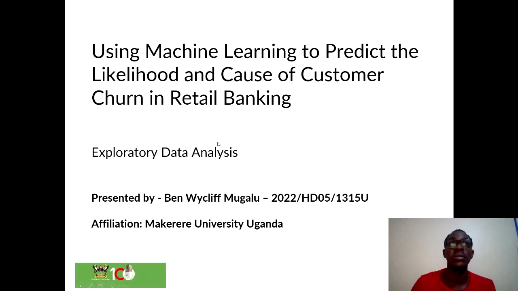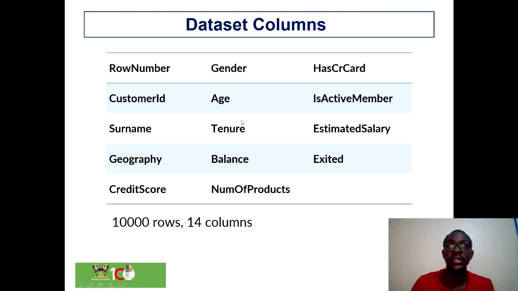I'm going to be talking about exploratory data analysis for one of the datasets we're working with in the project titled Using Machine Learning to Predict the Likelihood and Cause of Customer Churn in Retail Banking. So our dataset includes 14 columns and 10,000 rows.